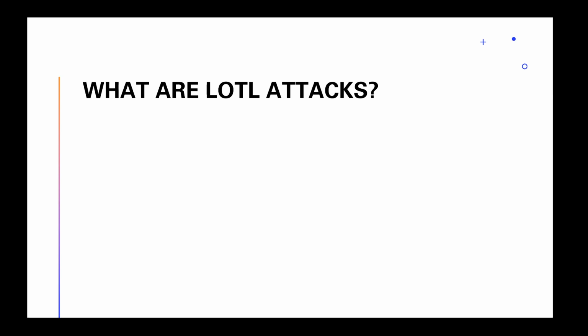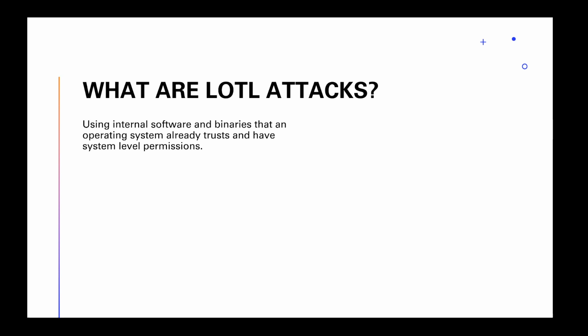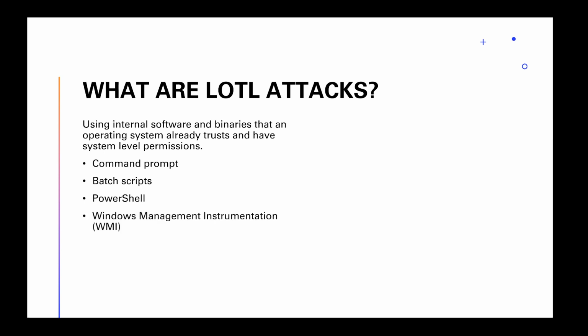Living off the land techniques have been around for many years, but their sophistication has grown significantly over time. In the early days, these attacks were relatively simple, often involving basic scripts or commands to exploit system tools. However, as cybersecurity measures improved, so did the complexity of these techniques. Initially, attackers might have used basic Windows tools like the command prompt or batch scripts to perform unauthorized actions. Over time, they began leveraging more advanced utilities such as PowerShell and Windows Management Instrumentation, or WMI, which offer greater functionality and are harder to detect due to their legitimate uses. Computers literally cannot run often without these tools being installed.